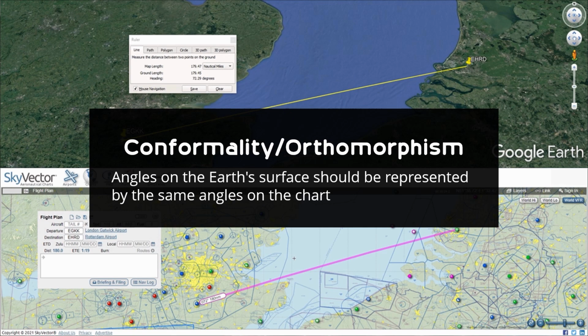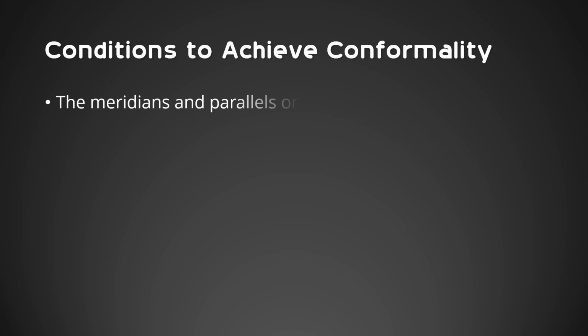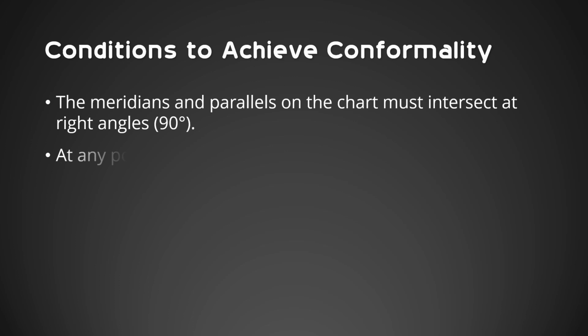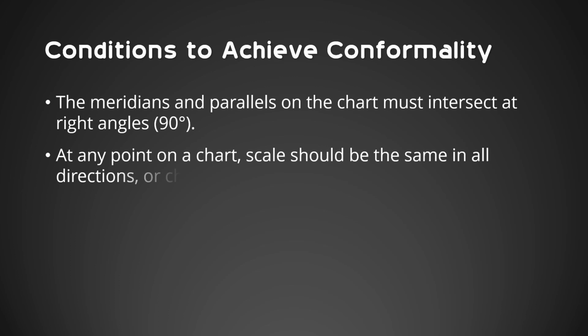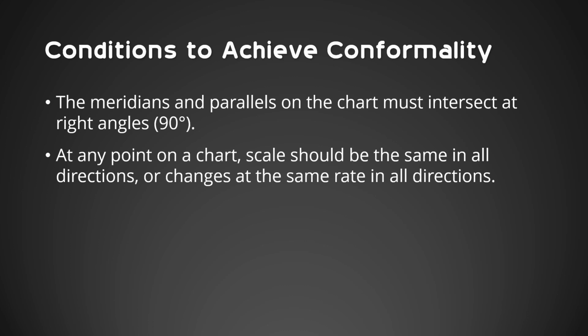The meridian and parallels on the chart must intersect at right angles. At any point on the chart, the scale should be the same in all directions or change at the same rate in all directions. Let's look at each of these conditions.